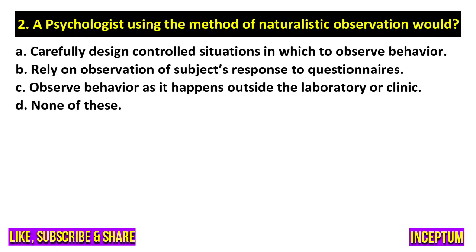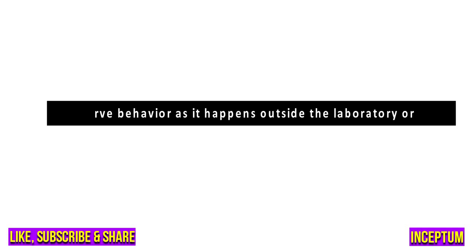Question number 2. A psychologist using the method of naturalistic observation would. In the options we have carefully designed controlled situation in which to observe behavior, rely on observation of subjects' response to questionnaires, observe behavior as it happens outside the laboratory or clinic, none of the above. And the right answer of this question is option C, observe behavior as it happens outside the laboratory or clinic.